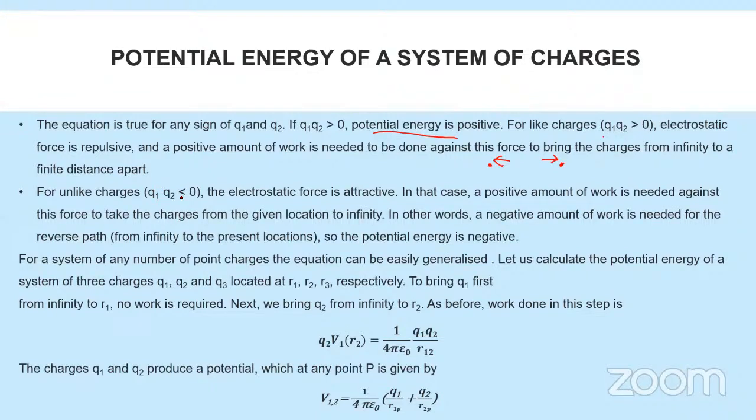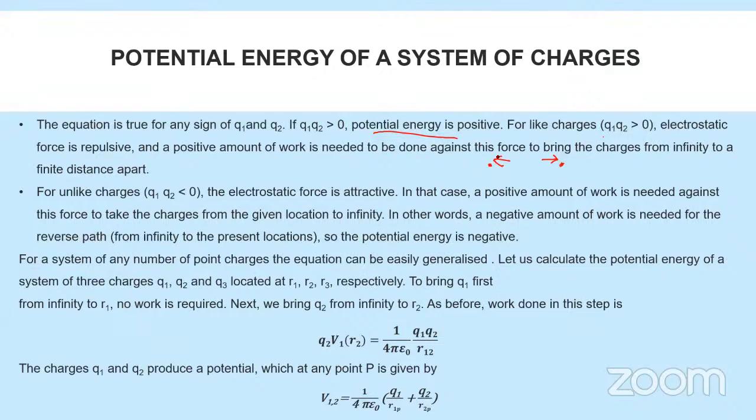If you have unlike charges, the product would be less than 0. So the electrostatic force is attractive and a positive amount of work is needed against this force to take the charges from the given point to infinity. A negative amount of work is needed for the reverse path, since they are already being attracted.